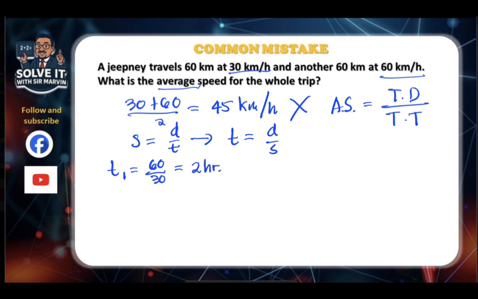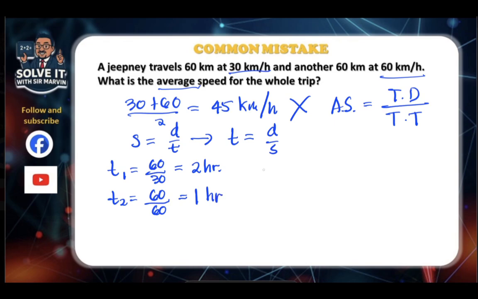And then time number 2 will be the distance in the second part of the travel, which is again another 60 kilometers, but this time with a speed of 60 kilometers per hour. So you'll have 1 hour for this second time.